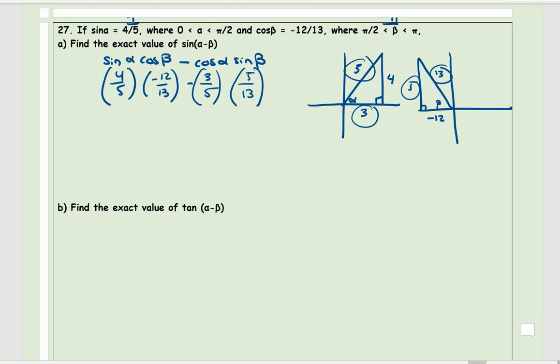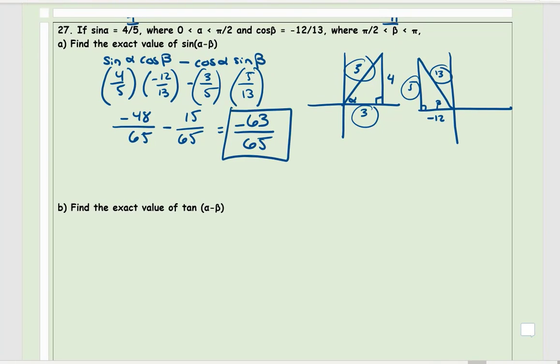So 4 times -12 is -48. 5 times 13 is 65. And then we have 3 times 5 is 15. 5 times 13 is still 65. Look at that. We have a common denominator. -48 minus 15 is -63 over 65. That is our answer. Now what we can also do is we can find other values here.